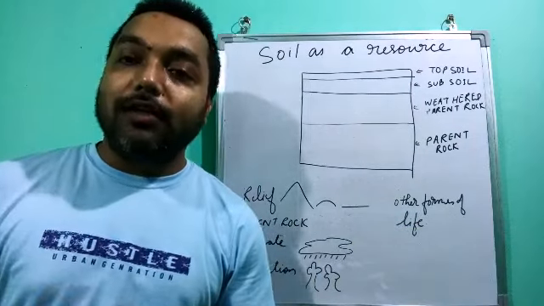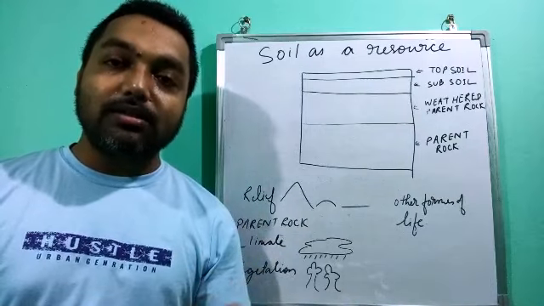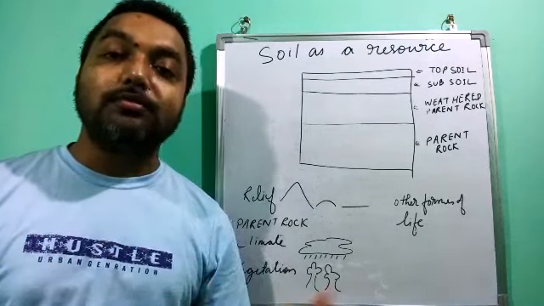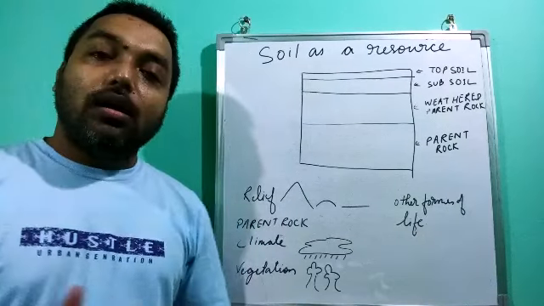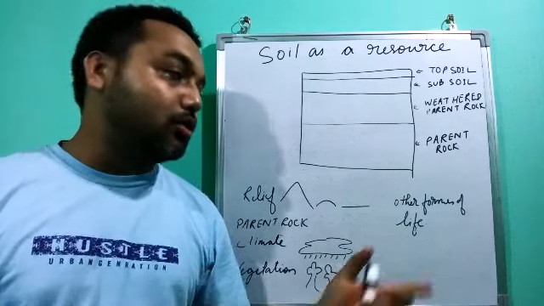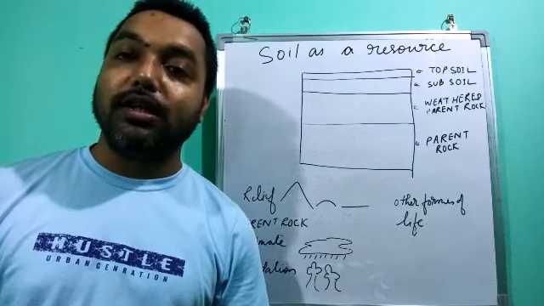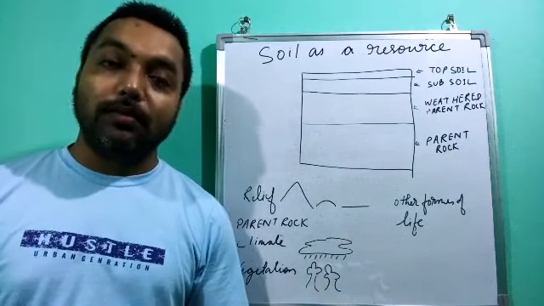Then other forms of life. It is not only human beings that are there. Other than human beings, there are animals, and even microscopic organisms which live on the surface of the earth. So all these animals, even small microscopic organisms, also help in the formation of the soil. These are among the important factors which help in the formation of the soil.